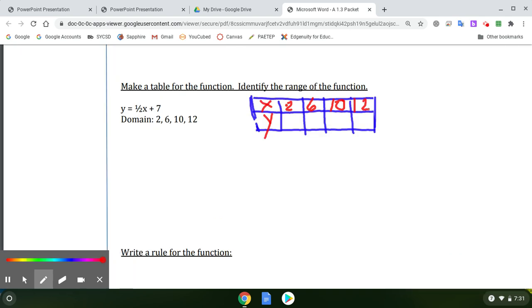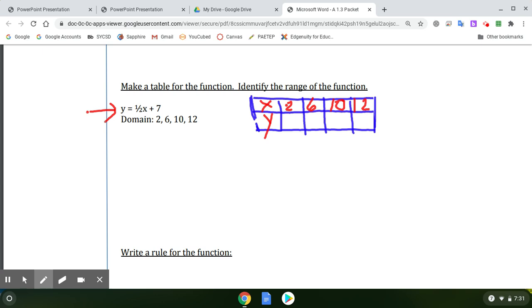Hi, everyone. So we're picking up where we left off yesterday with section 1.3, and this was on our introduction to functions. For this next part, you are given an equation, or we might also call this a rule, along with a specified domain to determine the range of the function.